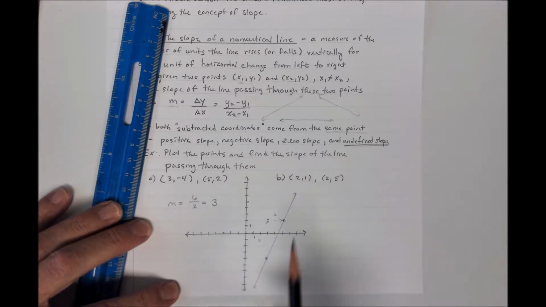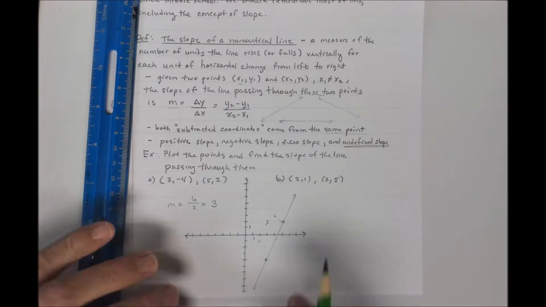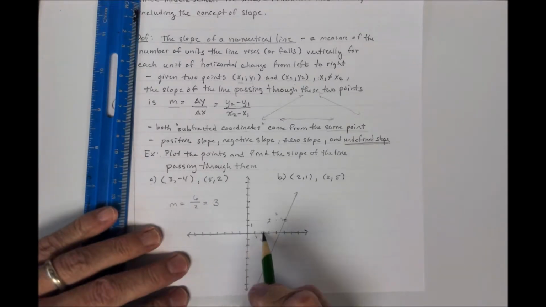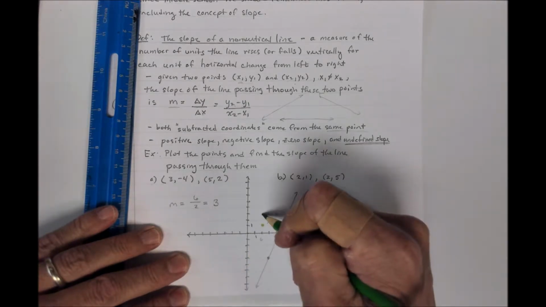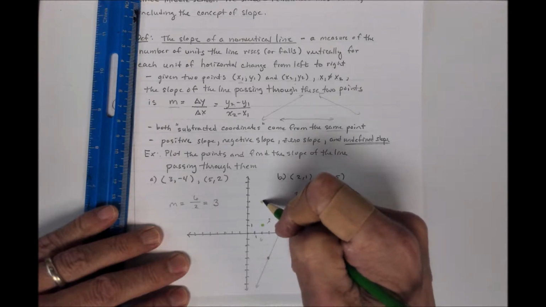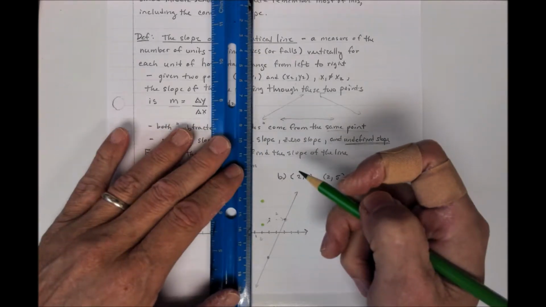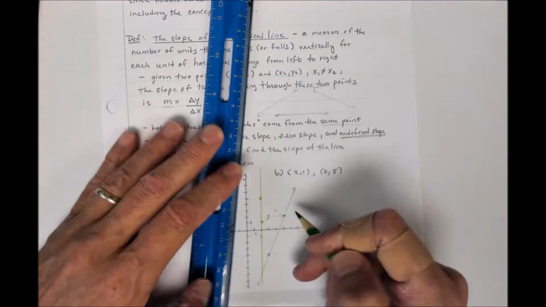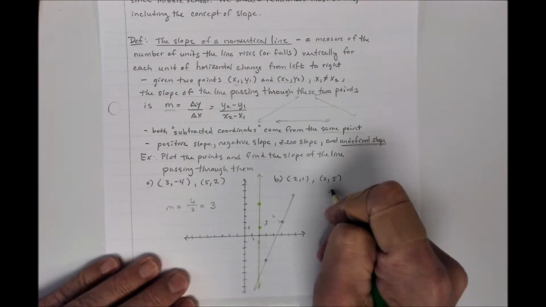Now let's consider example B here. Let me get a different color pen, so maybe that would help a little bit as well. Okay, so let's go with 2, 1 right here, and 2, 5, to the right, up 5, 2, 3, 4, 5. Well, you can see from this that this is vertical, and I'm going to try to draw it neatly here if I can. And I have a vertical line here, which means, of course, that the slope is undefined.